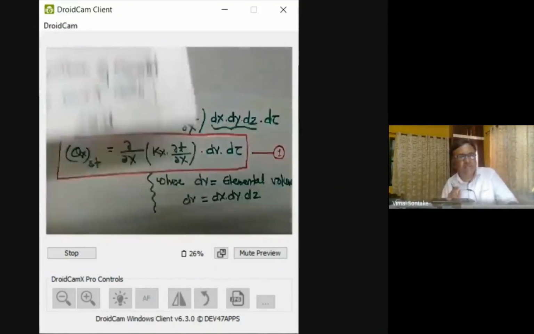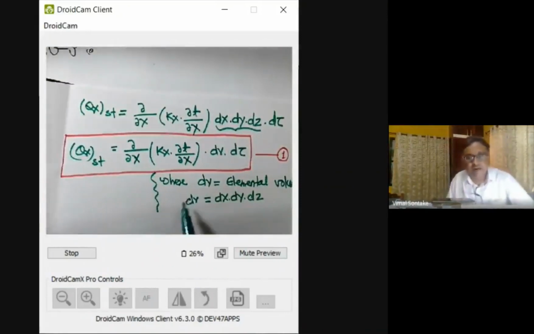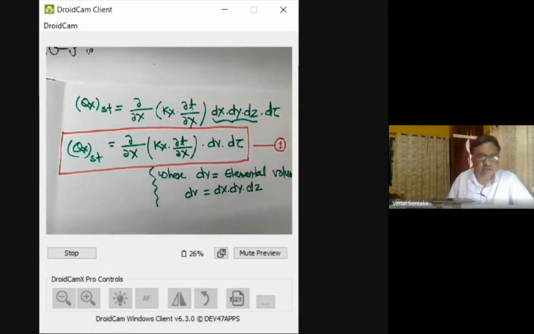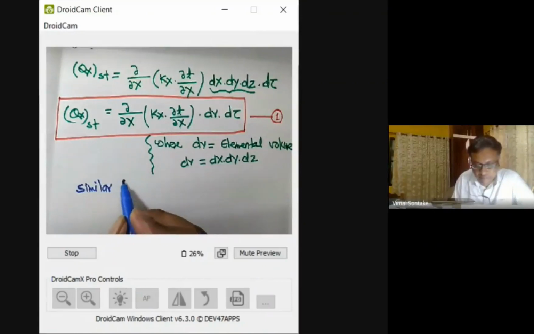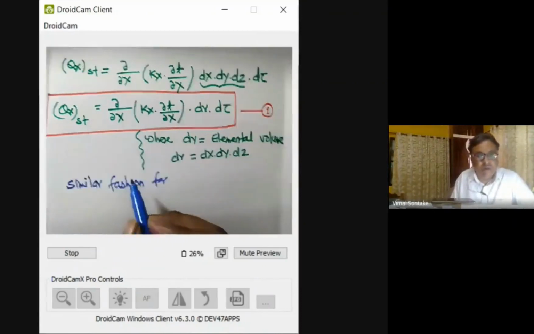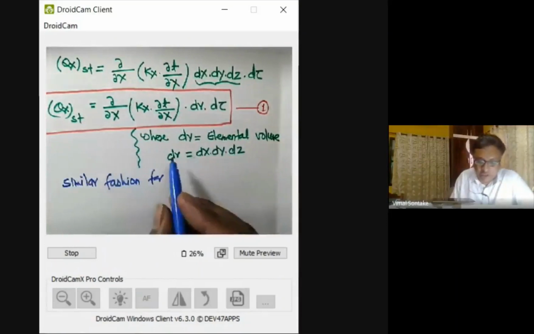Now the analysis is the same as what we have done for heat flow in the x direction just now. Only the direction of the heat transfer is changing. So in a similar fashion, I can derive the expression for stored energy due to heat flow in the y and z directions.